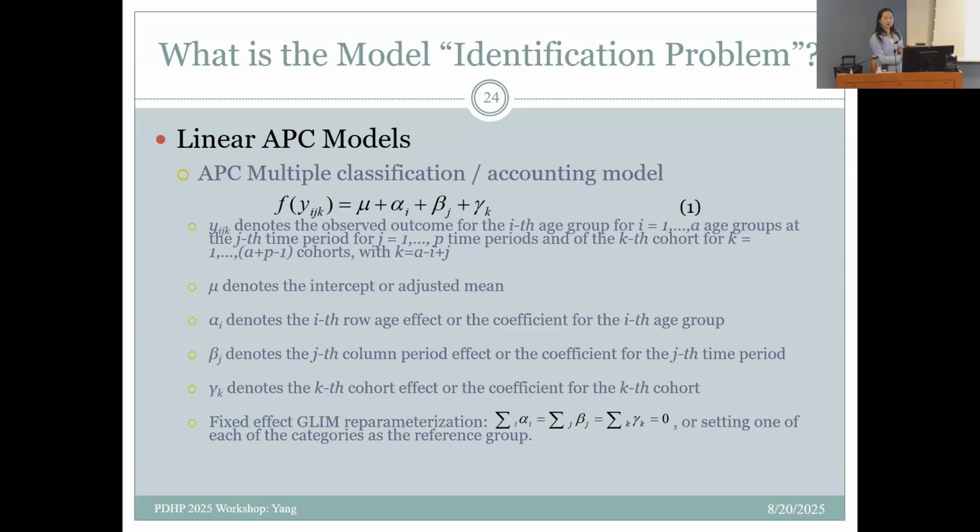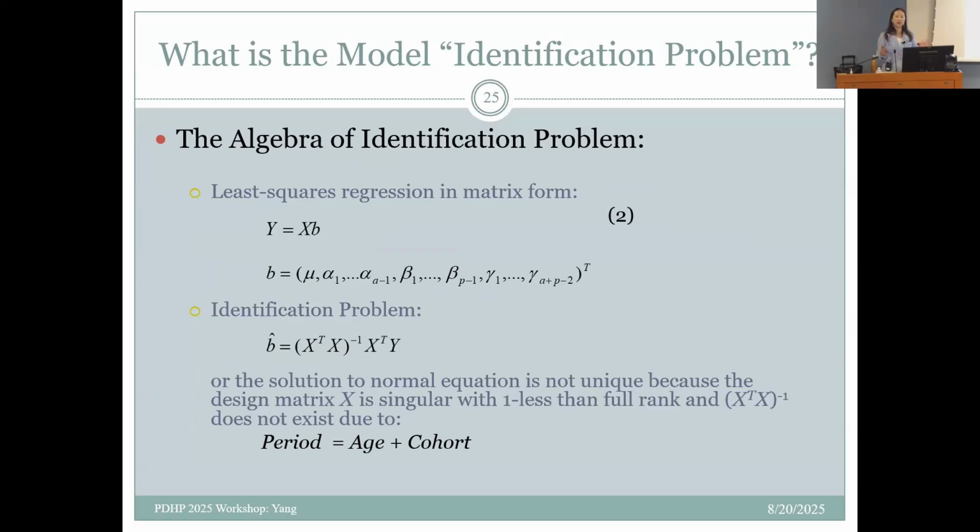And mu is the intercept or adjusted mean. Alpha, beta, gamma represent the age, period, and cohort effect coefficients respectively. And then this is a fixed effects GLIM, reparameterized so that each parameter vector sums to 0, or alternatively setting one of the indicator variables to be the reference group. They're equivalent. And so this linear model seemingly makes sense, right, to fit the data, but suffers from what's called the identification problem. This is actually a special case of collinear regressors. So what it means is that the inclusion of completely collinear regressors produces multiple estimators of the unique true effects. So you really end up not being able to get results from this model.